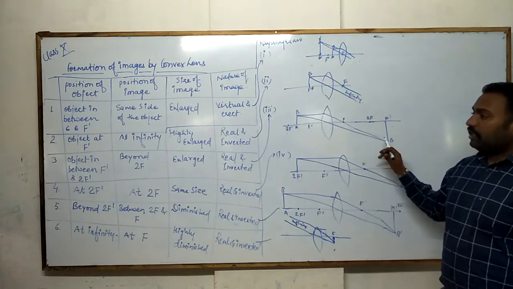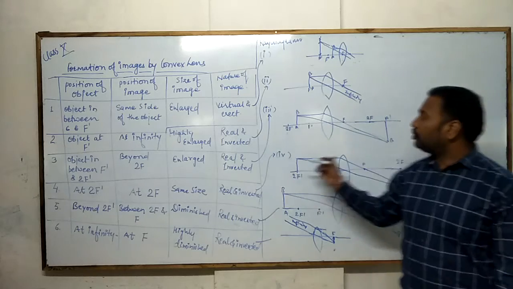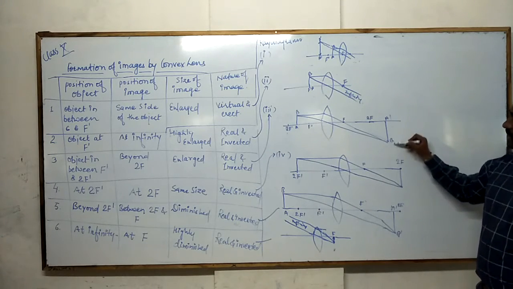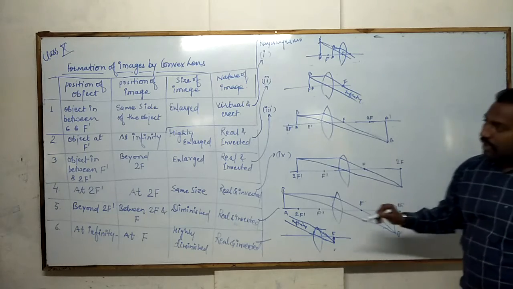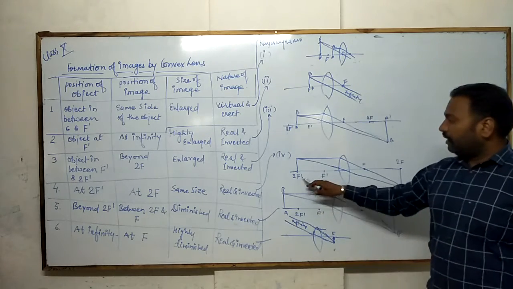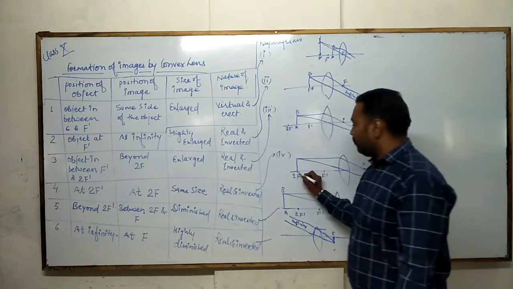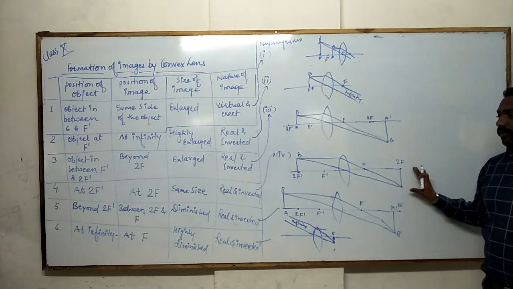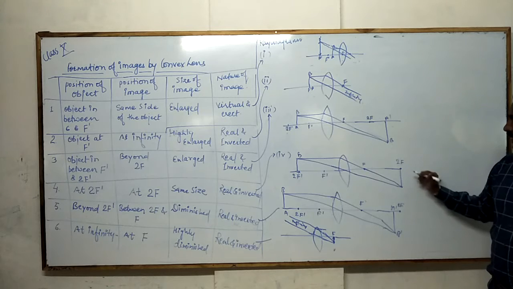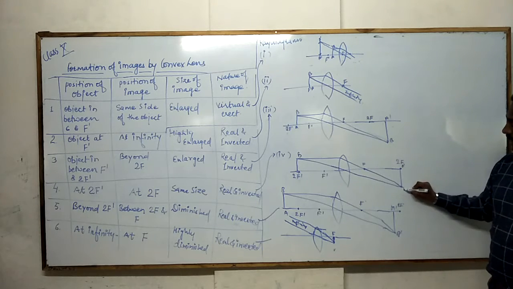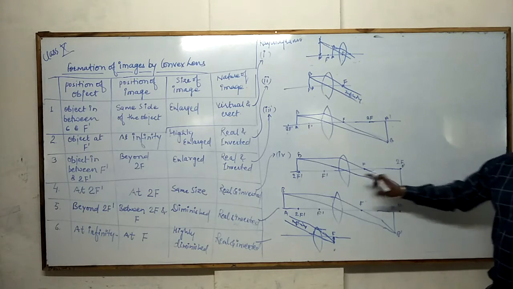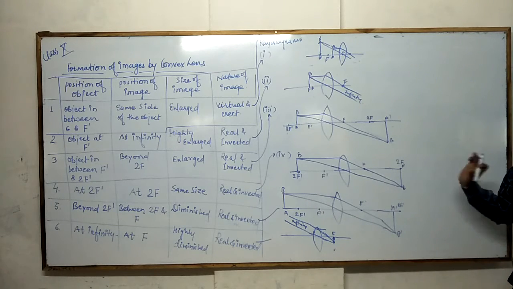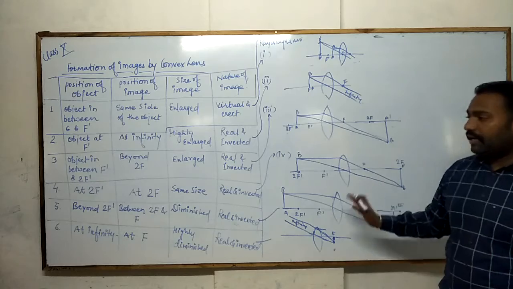Then the image is formed just beyond the 2F. So this is the 2F and this is beyond the 2F. So A dash and B dash, the image is formed here. Then at 2F, if we keep the object here at 2F, then the size of the image will be the same size as the object. These are the A dash, B dash here. If we keep the object at 2F dash, then the image is formed at 2F. Same size, real and inverted.